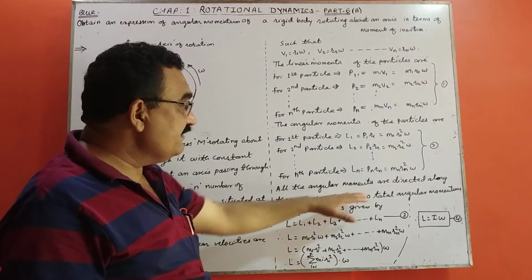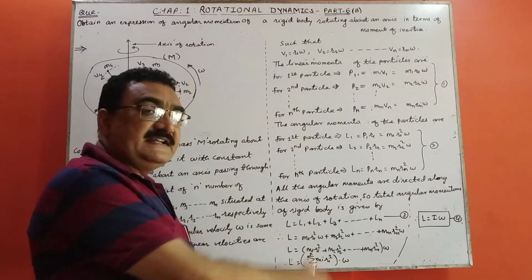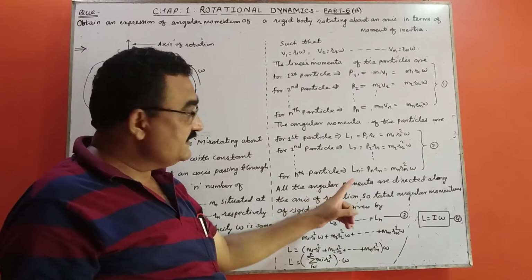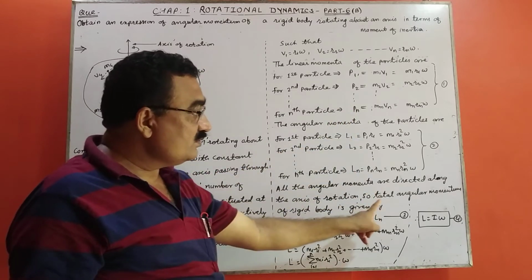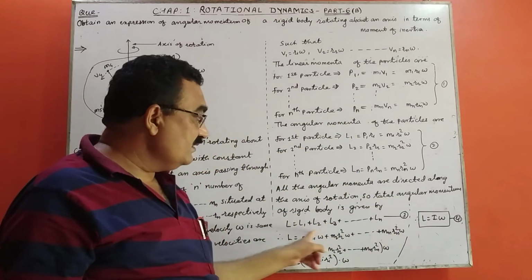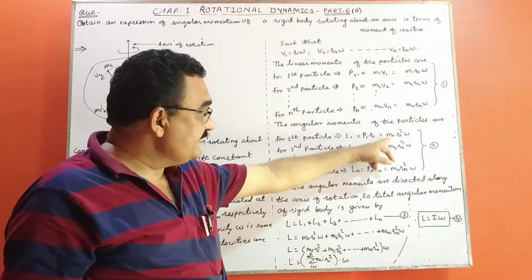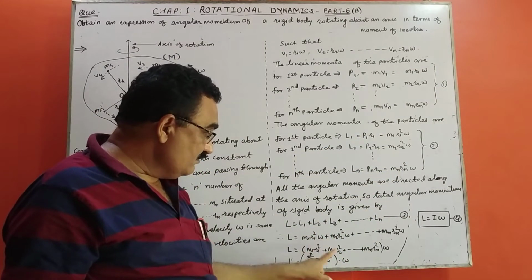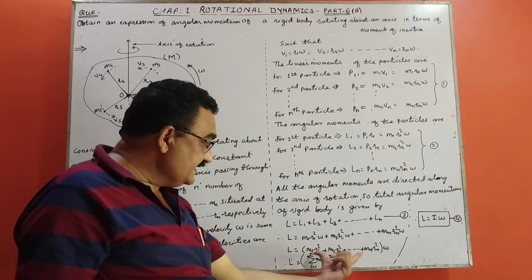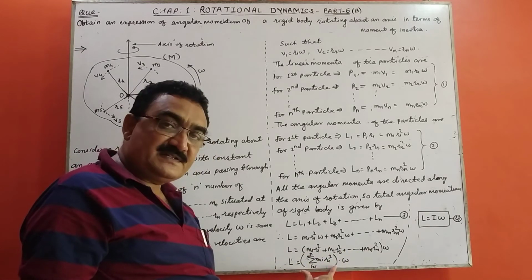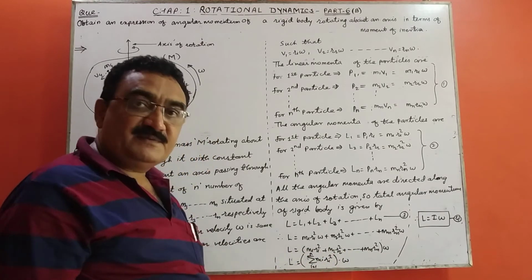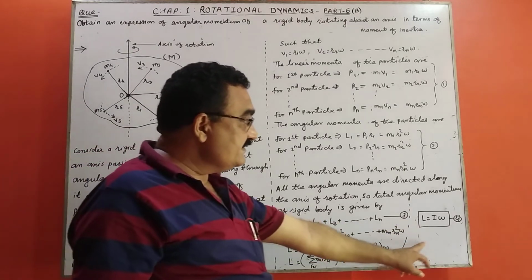Now all these angular momenta are directed around the axis of rotation, in the same direction. So the total angular momentum is the sum of all individual angular momenta. So put these values, again take omega common. Then write this bracket in terms of summation. We know this summation is nothing but the moment of inertia. So L is equal to I omega.